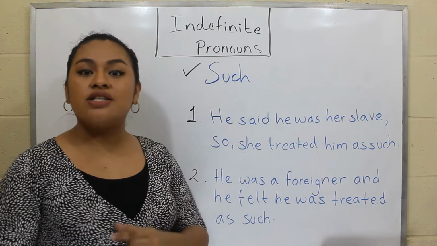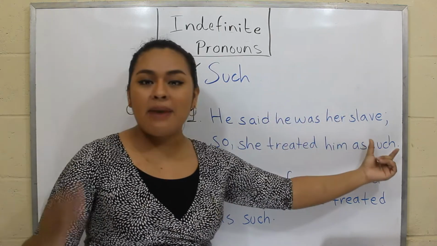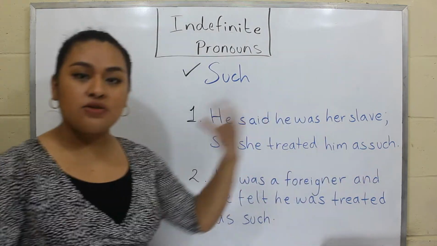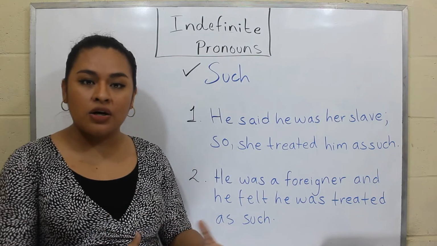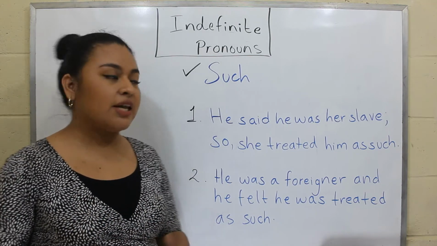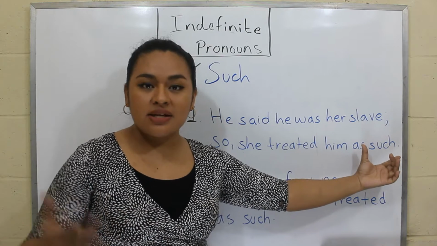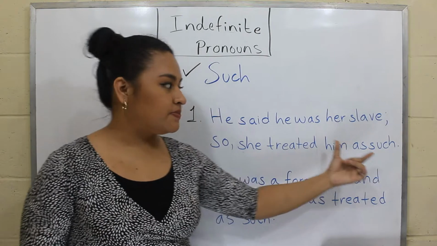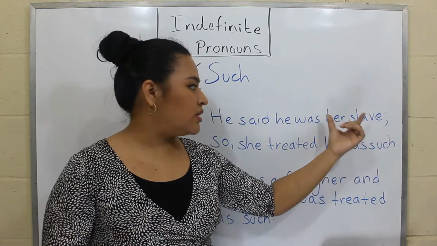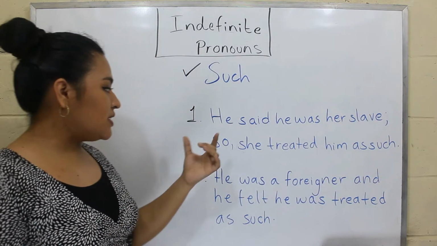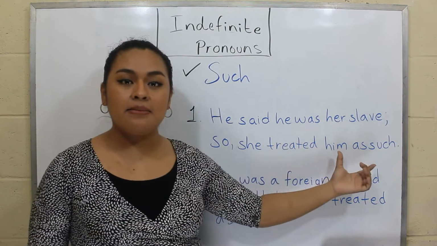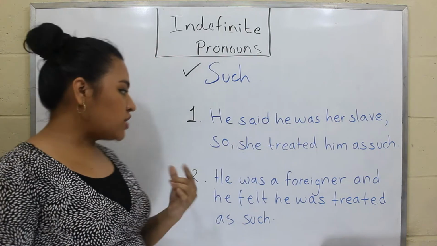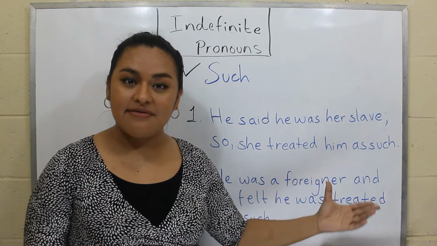In here, to understand this example, we might identify the indefinite pronoun as such. So, as we said, this pronoun focuses on a type that was already mentioned. In here, we ask what type. So, she treated him as such. As what? As the type already mentioned, that was slave. So, we can say she treated him as a slave. He said he was her slave, so she treated him as a slave.